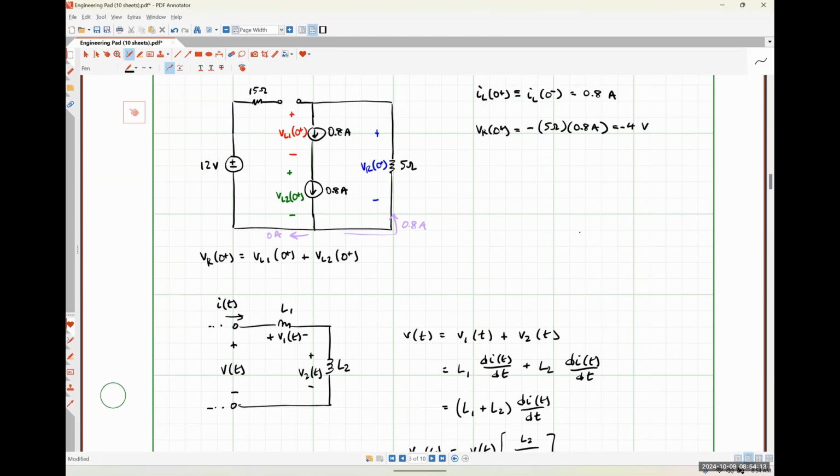So I'll do it in green here. This is, again, a quick aside that I wouldn't expect you guys to have to do. So VL2 of 0 plus would be negative 4 volts times 2 henries over 2.5 henries. So that's negative 4 times 4/5, which is negative 16/5 of a volt, which would be negative 3.2 volts.